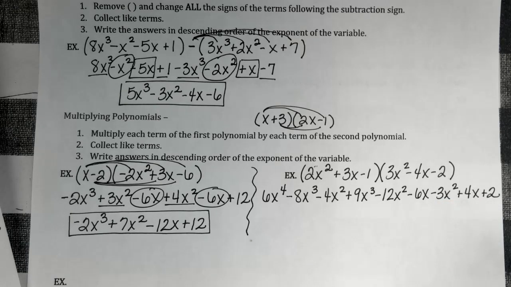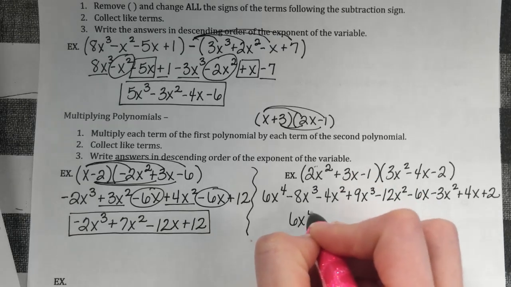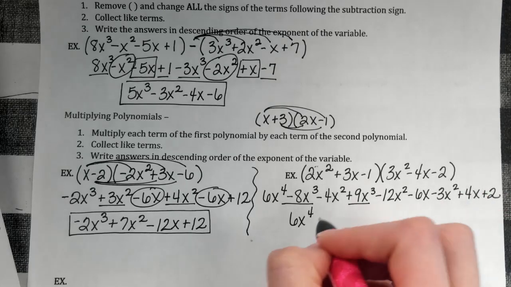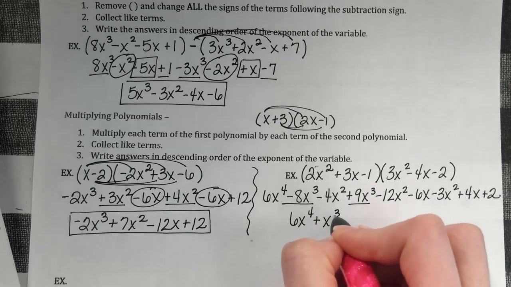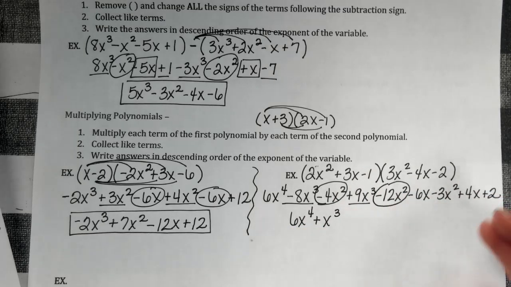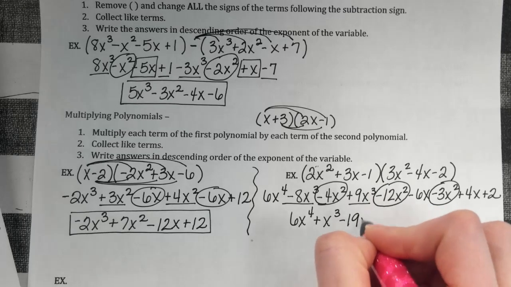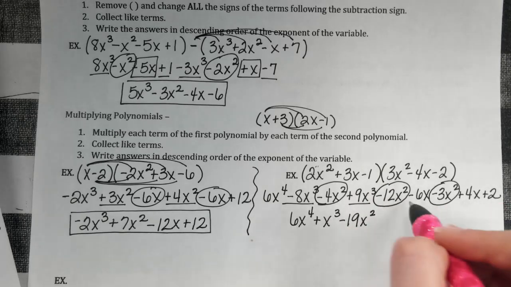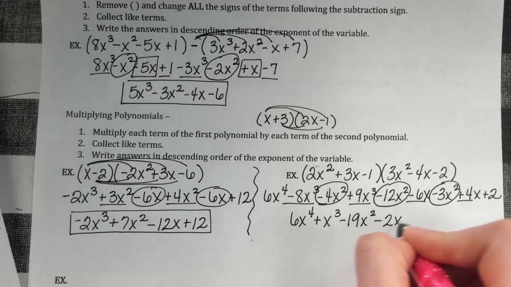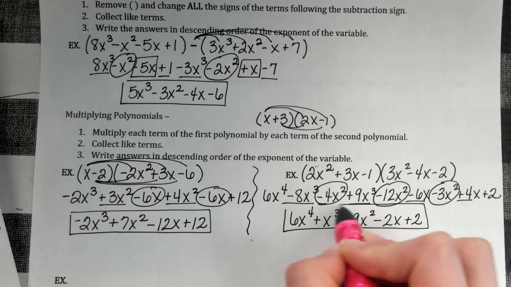And then at that point I am able to combine like terms in standard form and bring down my 6x to the 4th power. Negative 8x cubed plus 9x cubed gives me just 1x cubed. Negative 4x squared minus 12x squared minus 3x squared gives me negative 19x squared. Then I have a negative 6x plus 4x, which is a negative 2x, plus 2. And that would be my answer.